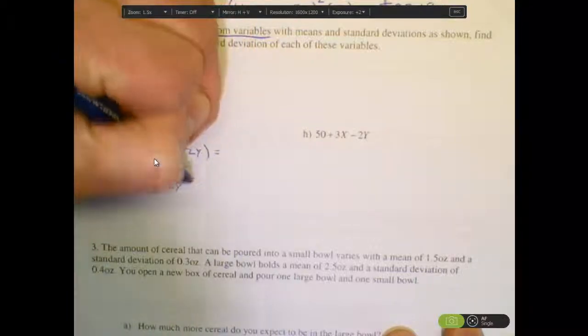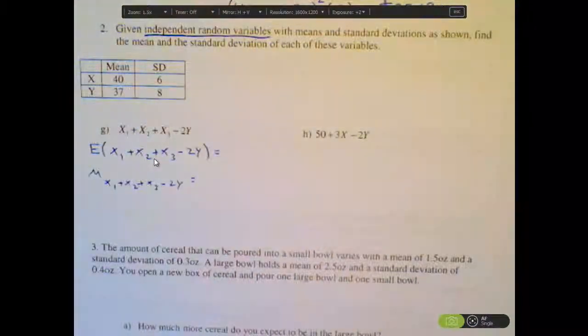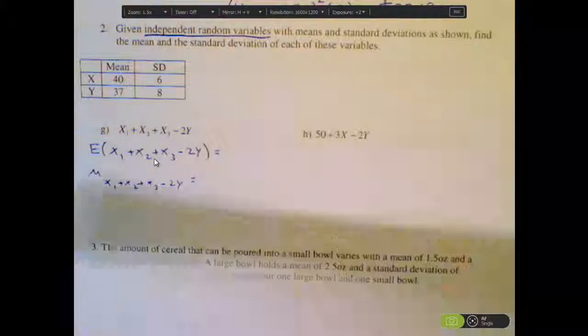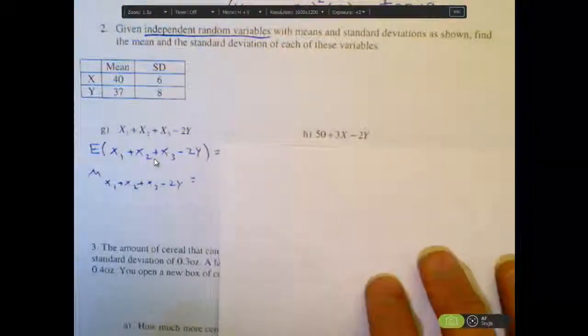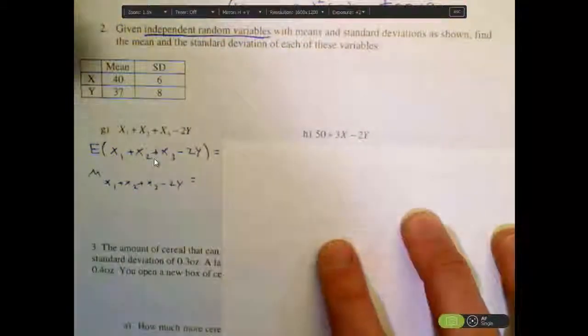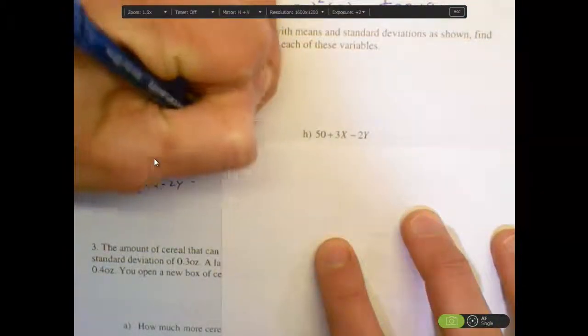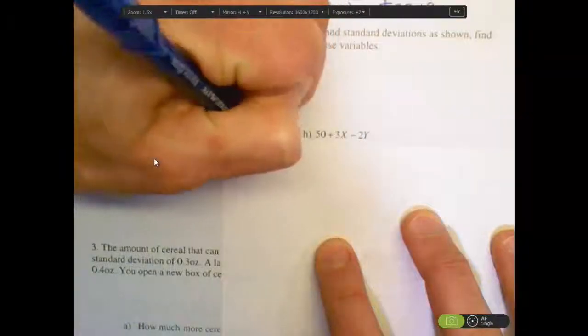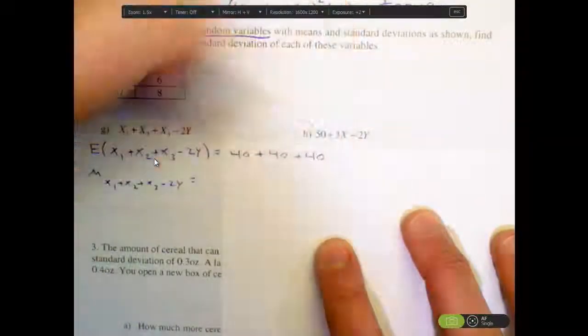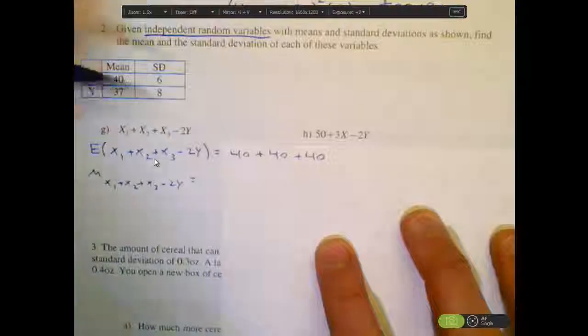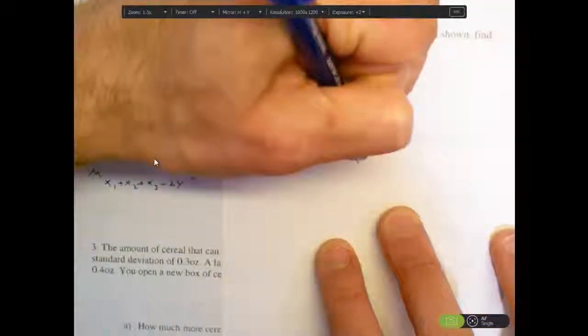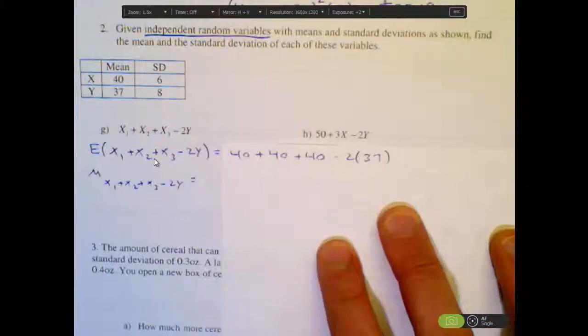And for expected value, I'm going to do exactly what it says. So in this scenario, I'm going to just add. For the expected value here, the variable x has a mean of 40. So I have 40 plus 40 plus 40 minus 2 times the expected value of y, so minus 2 times 37. And that's going to give me 46. So my answer here is 46 units.